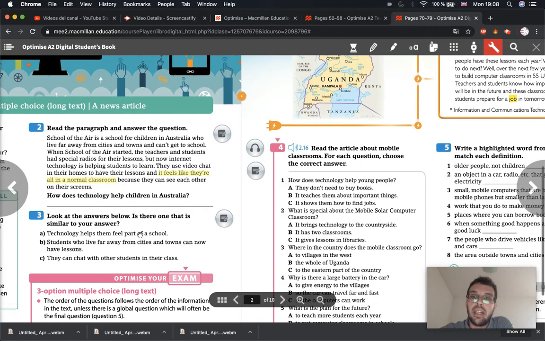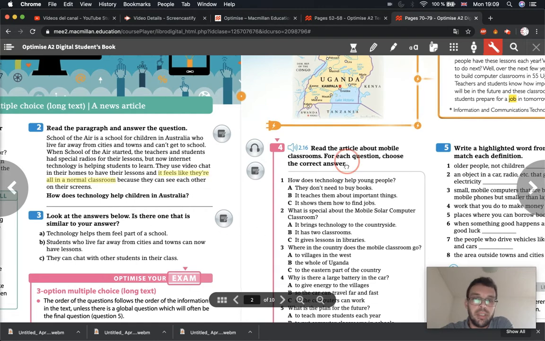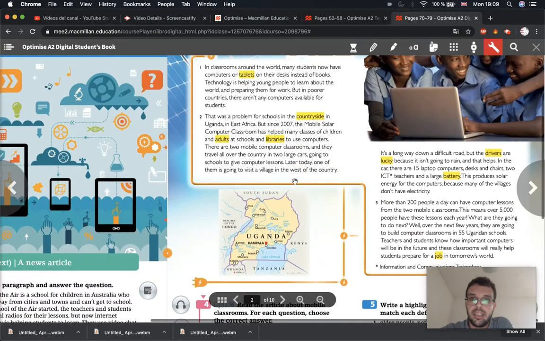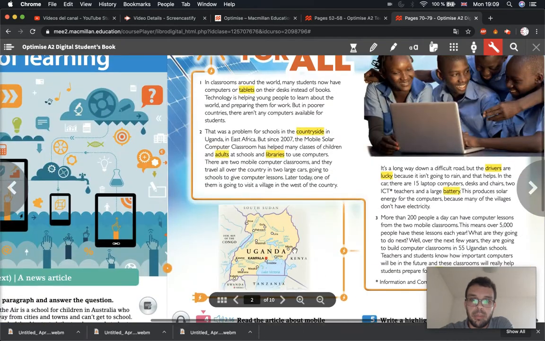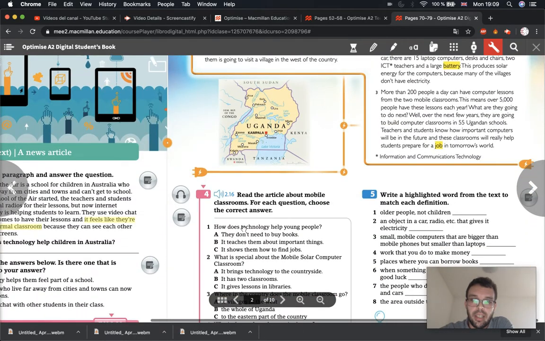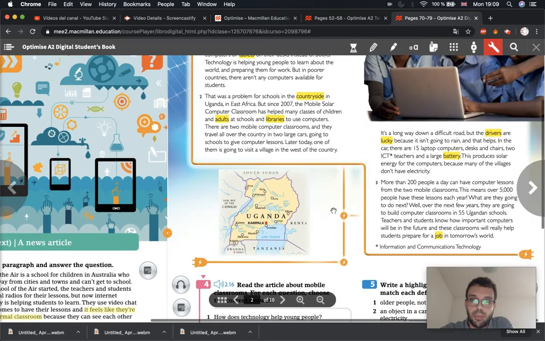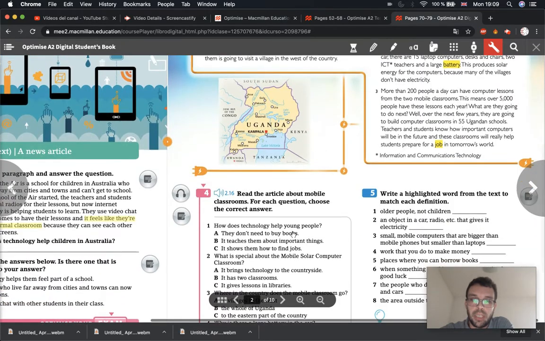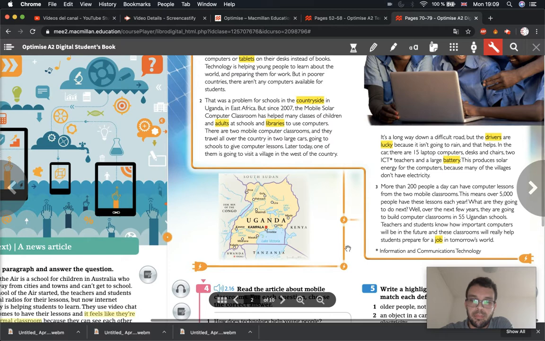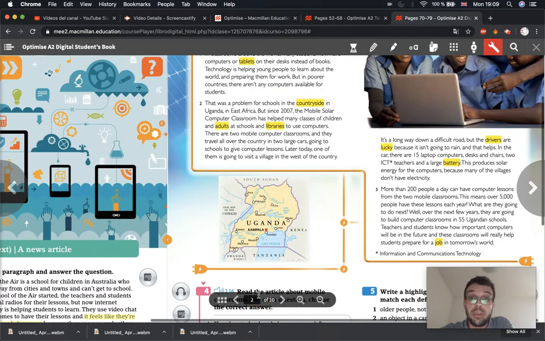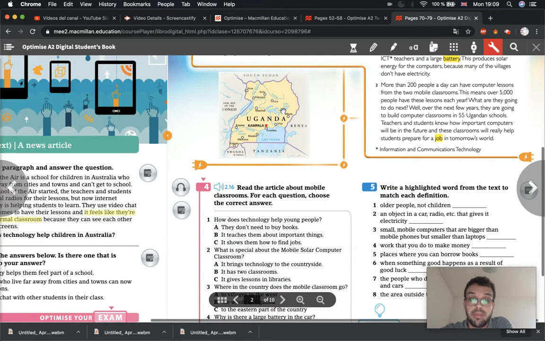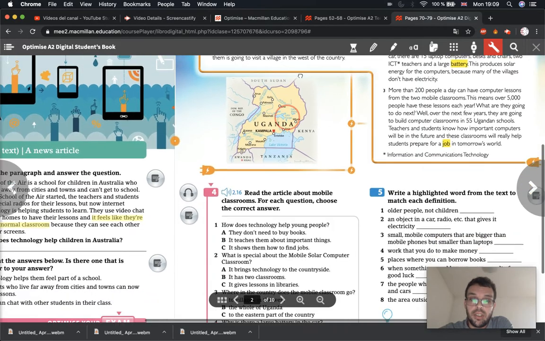So as always with reading exercises, we do have to underline the answers in the text here. And then it just helps us to be more organized. And it's a lot quicker when we're double checking our answers. And it gives you a better idea of what the writer is trying to communicate. So it's very important to underline the answers in the text.